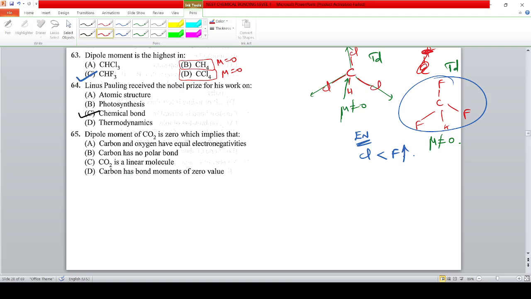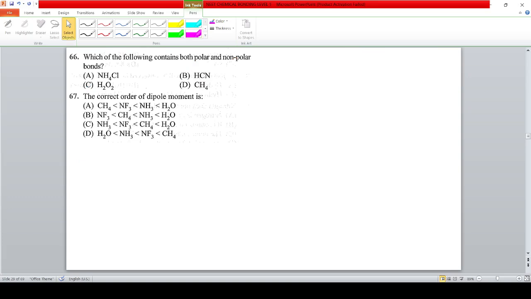65. Dipole moment of carbon dioxide is 0. What do you understand? The structure of carbon dioxide is CO2. Dipole moment mu equal to 0 means the electron pull by this oxygen is exactly cancelled by the other oxygen. So the molecule is linear. If there were 3 bond pairs, it would be trigonal planar, but since there are only 2 bond pairs, according to VSEPR theory, the molecule is linear.